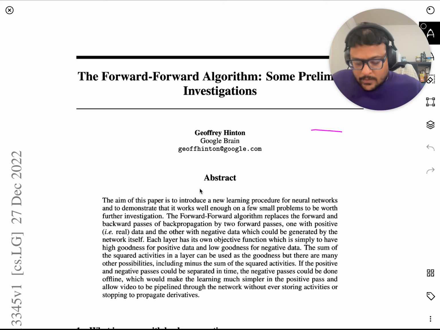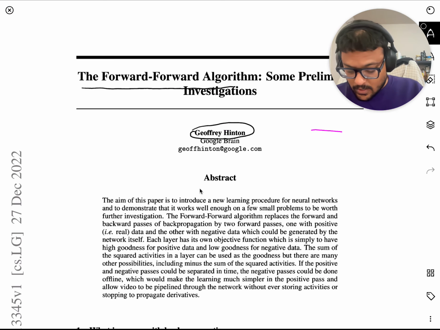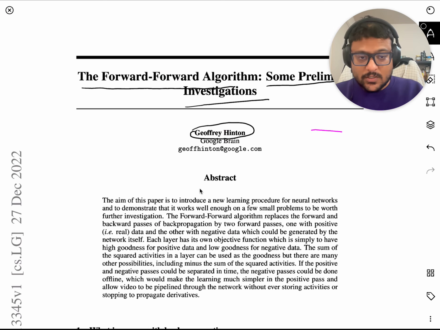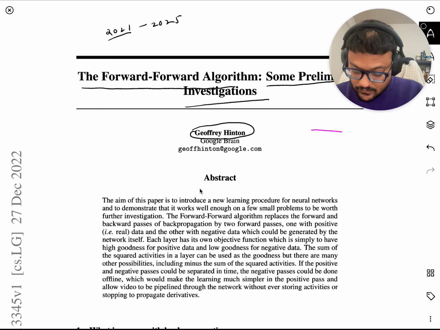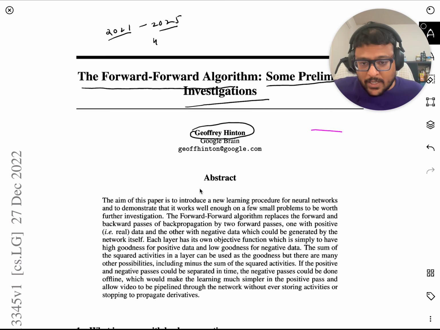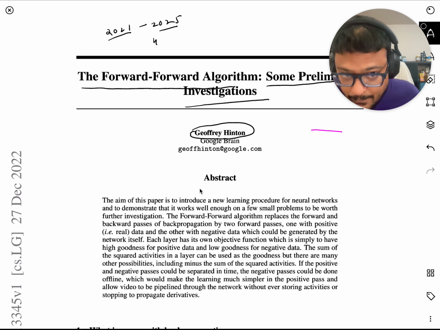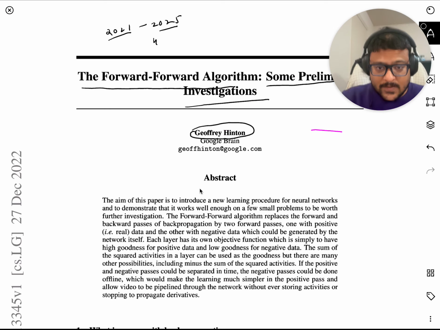Okay, so today we are going to discuss this paper by Geoffrey Hinton, which is known as the Forward-Forward Algorithm: Some Preliminary Investigations. This paper was published in 2021, and it's 2025 now, so already four years have passed since it was published, and a lot of interesting work has happened since then. But the reason that I am covering this paper is because it has a lot of fundamental stuff which most of the people on the internet seem to be missing.